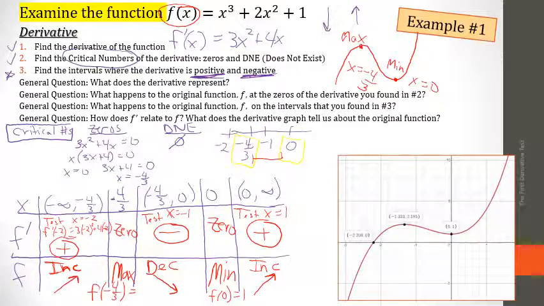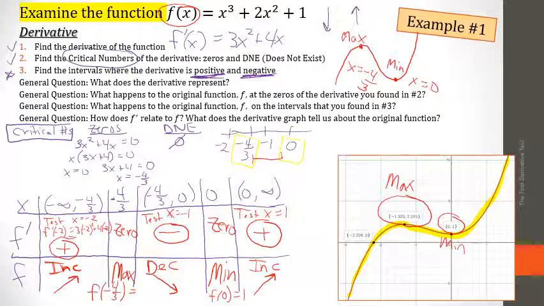And we can see that we do have a local max right there and a local min there. So we have a max and a min. And we can see that the function is increasing, decreasing, increasing. So it did exactly what we thought it would do.